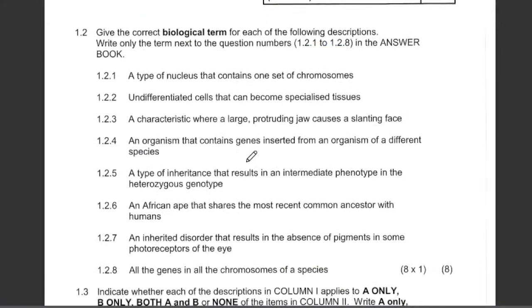They say, let's go to the terminologies. And then we find out what these terminologies are. The type of nucleus that contains one set of chromosomes: haploid. Then they're saying differentiation: differentiated cells that are able to specialize into specialized tissue.